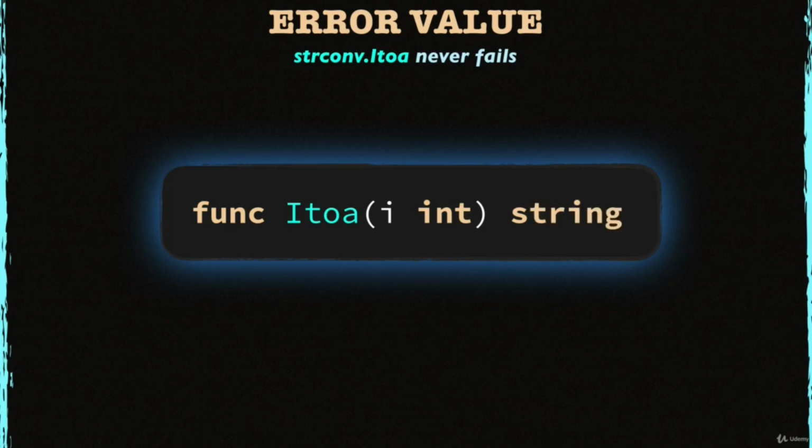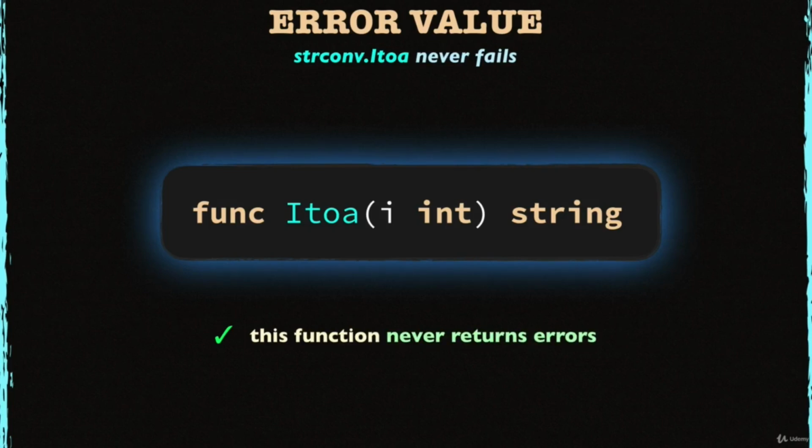You've seen it before. It just takes an int value as an argument and converts it to a string value, then returns it. Okay? This function always succeeds and it never fails. It's because an integer can always be converted to a string value, no matter what. There is no need to return an error from this function. So since this function never returns error values, you don't need to handle any errors when you call it.